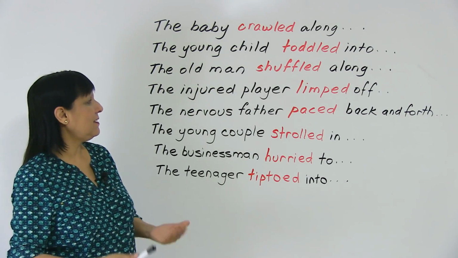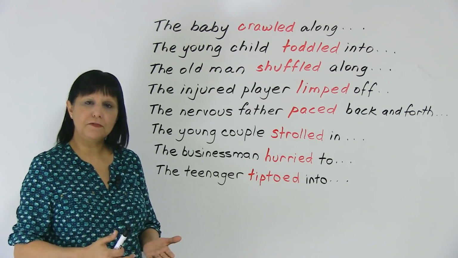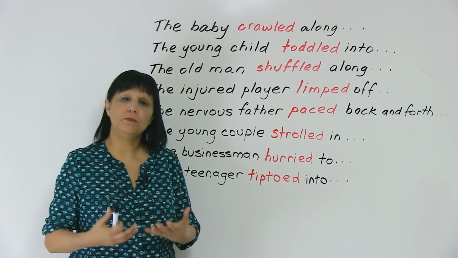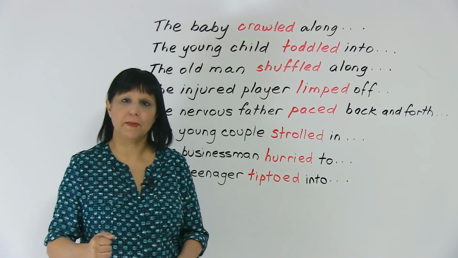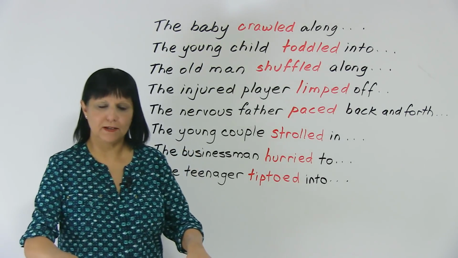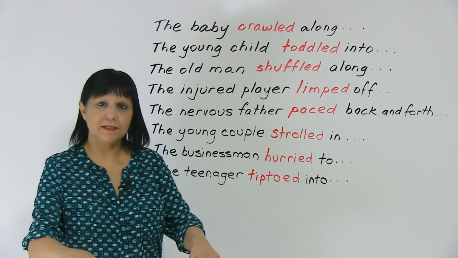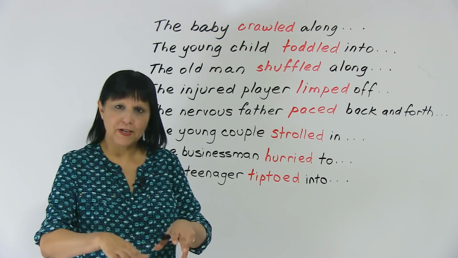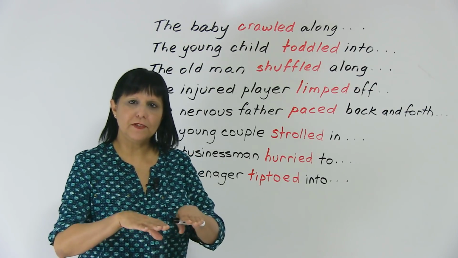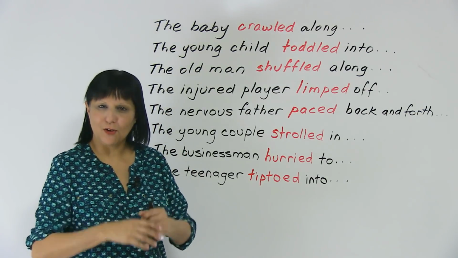Next. The old man shuffled along. So to shuffle means to move without moving or lifting your feet very much. So think of an old man with a walker walking along the corridor, and he's not really able to move his feet very much or very high. So he's shuffling along, okay? The old man shuffled along.